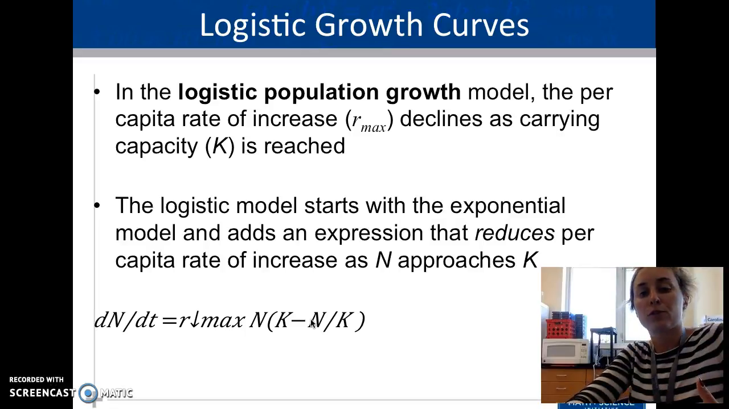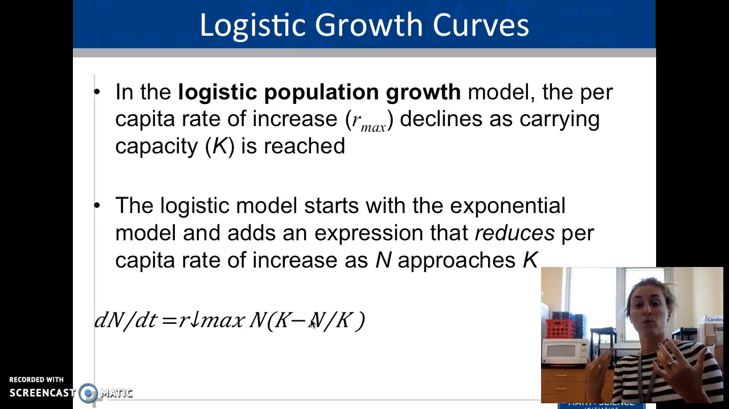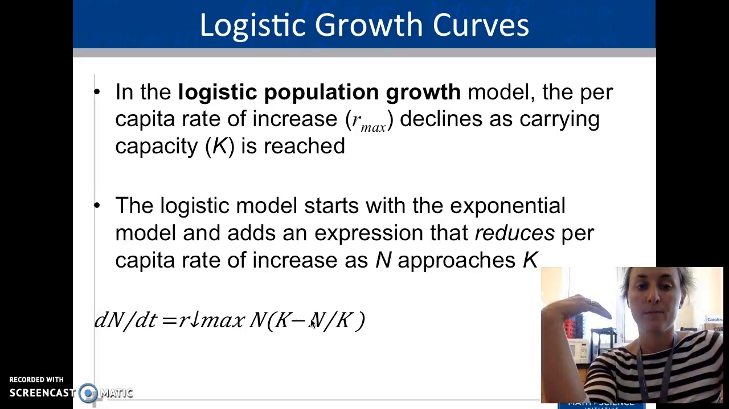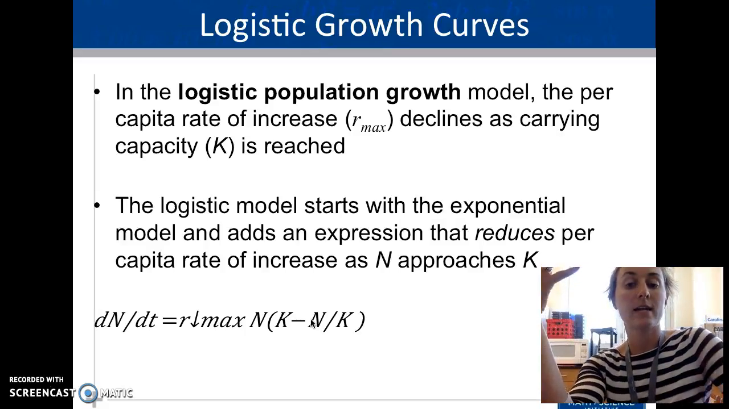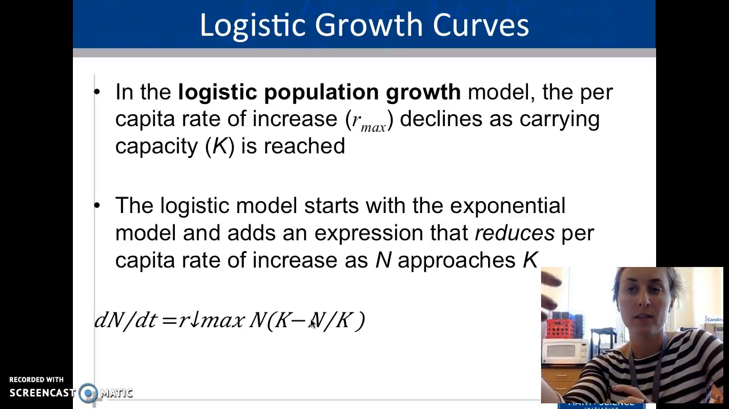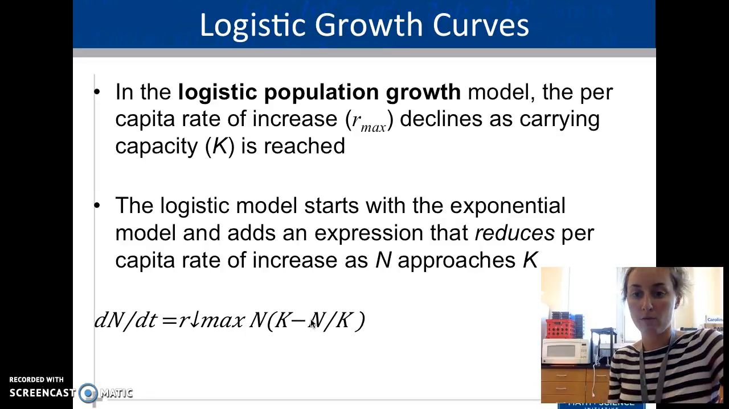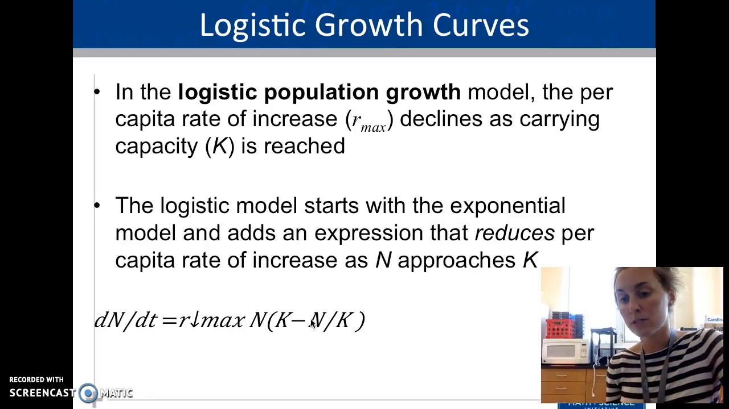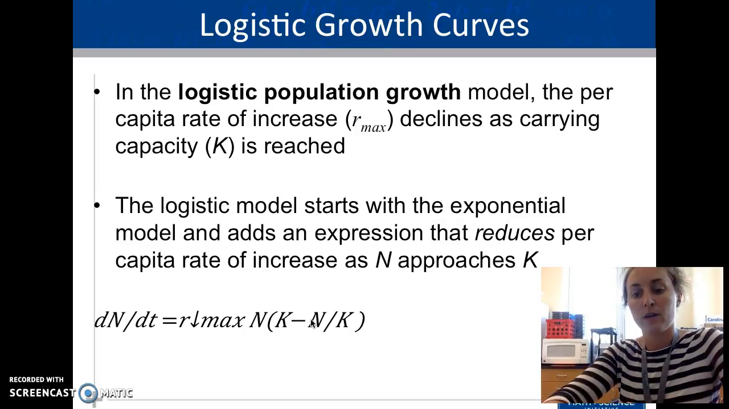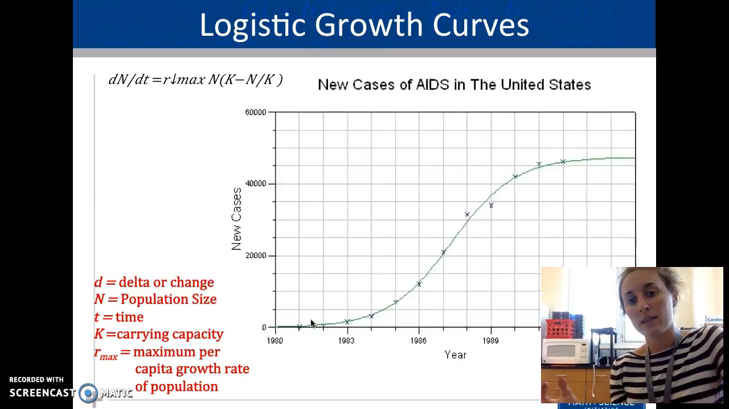The logistic growth curve model makes a lot more sense, and this slide just goes over what I already talked about, right? Basically, it begins as the exponential model, and it adds on an expression to the equation that basically indicates that as N approaches K, right, as my population size approaches the limit, my rate is going to slow down. That's basically all this is saying. And this is what we see in this logistic growth curve model.